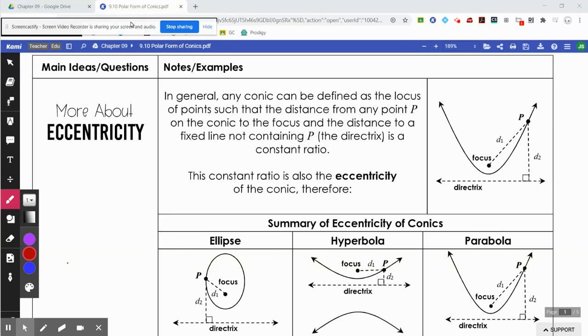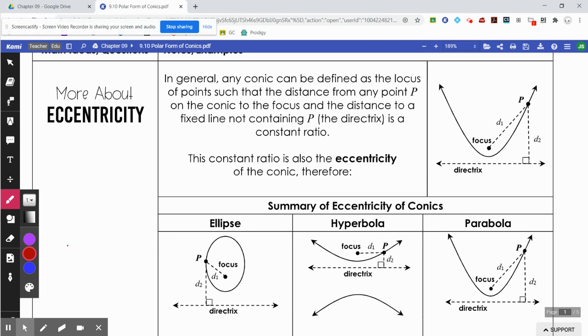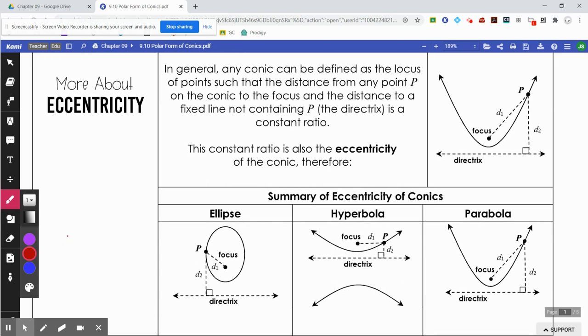Okay, in this lesson, we're going to talk a little bit more about eccentricity, and we're going to combine this with the fact that these conic sections that we've been discussing can also be written in a polar form. So in general, any conic can be defined as the locus of points such that the distance from any point P on the conic to the focus and the distance from a fixed line not containing P is a constant ratio.